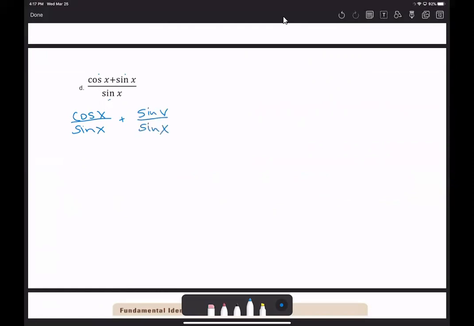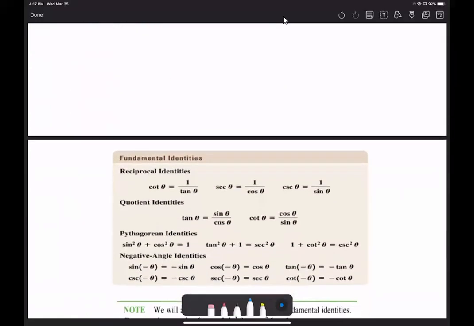And then, since it's still quotients here, what is cosine x over sine x? Well, that's cotangent x. And then, of course, sine divided by sine is 1. And that is all we can do here for this particular problem in order to simplify it.